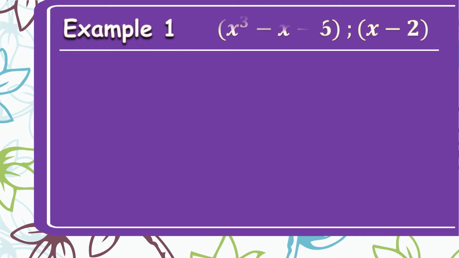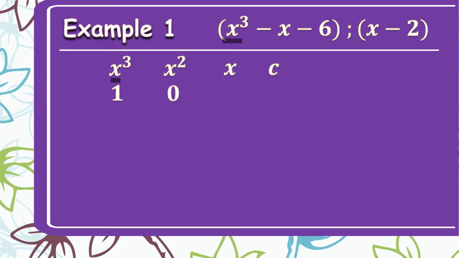Now, let's try to identify kung factor ni x cubed minus x minus 6 si x minus 2. So, using synthetic division, using muna natin yung kanyang numerical coefficient. So, yung x cubed, ang ating magiging una dito kasi yun yung ating highest exponent. So, x cubed, x squared, x, and constant. So, ayusin natin yung numerical coefficient ni x cubed by 1. Kasi kung papansinin nyo, walang nakasulat na number sa unahan ni x. So, it's automatically 1.